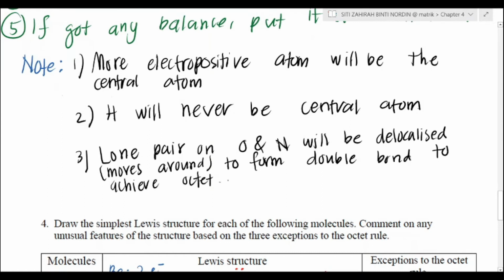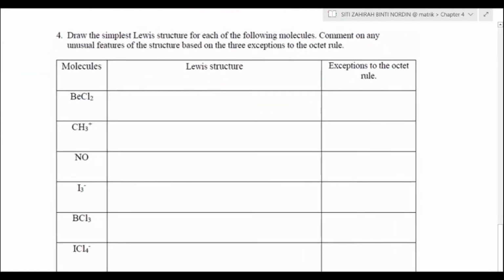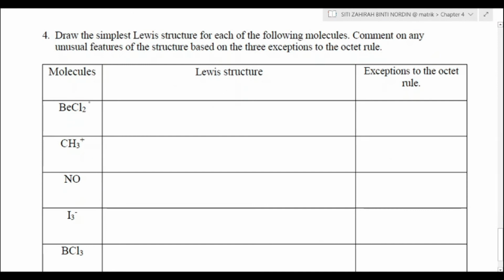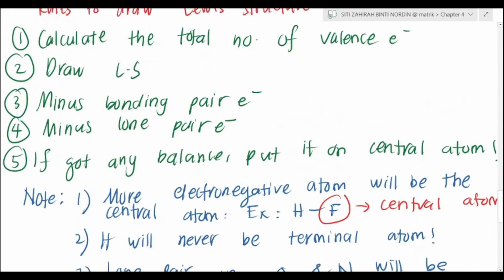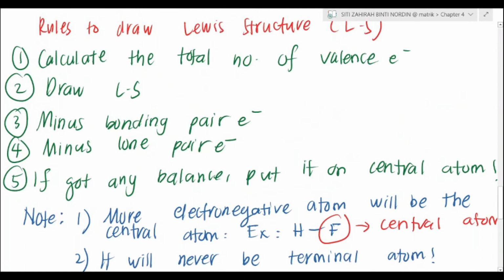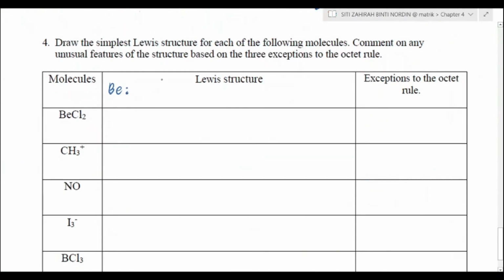Okay, to achieve octet. So let's try to do question 4 together. I recommend you draw your Lewis structure on another page because this space would not be enough for you to draw your Lewis structure. So for BeCl2, so Be, okay, first we need to calculate the total number of valence electrons.